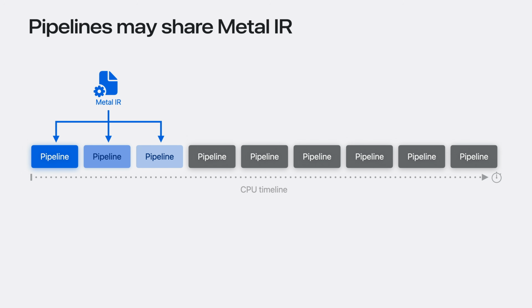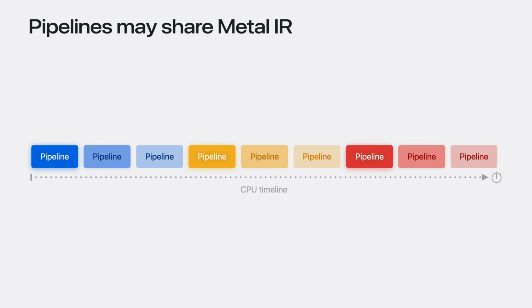Sometimes pipelines share common Metal IR. For example, your app may apply different color states to render with differing transparency. And that same situation may apply to other sets of pipelines as well. With Metal 4, you can optimize for this case, so you can reduce the time spent in shader compilation.